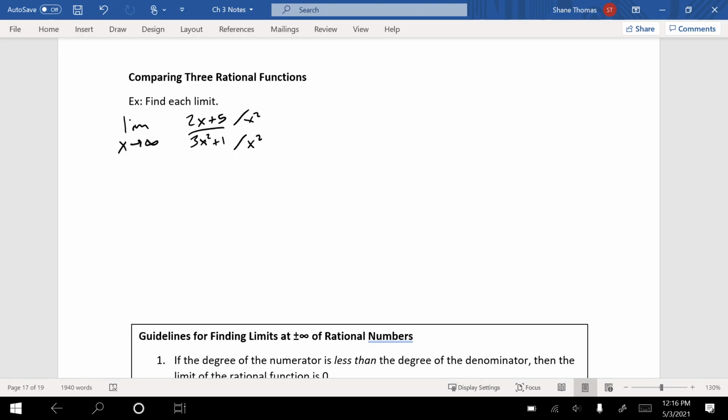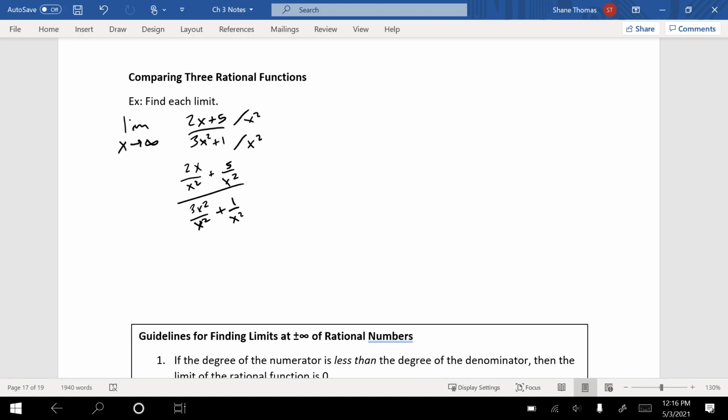So I would have 2x over x squared plus 5 over x squared, over 3x squared over x squared plus 1 over x squared. And again, I'm not writing out limit every single time for every single value. I hope you know that that's what it is. You guys all right with that? It gets old writing limit as x approaches infinity.